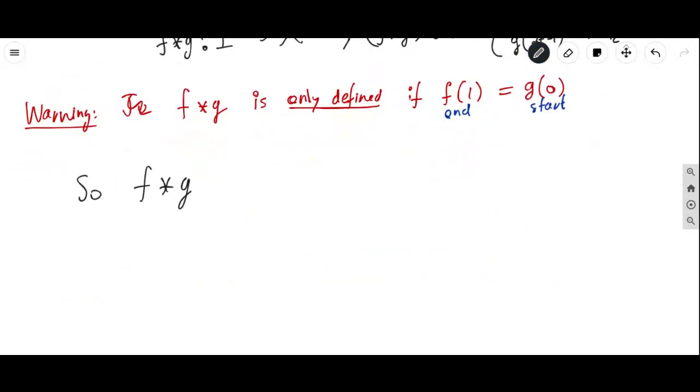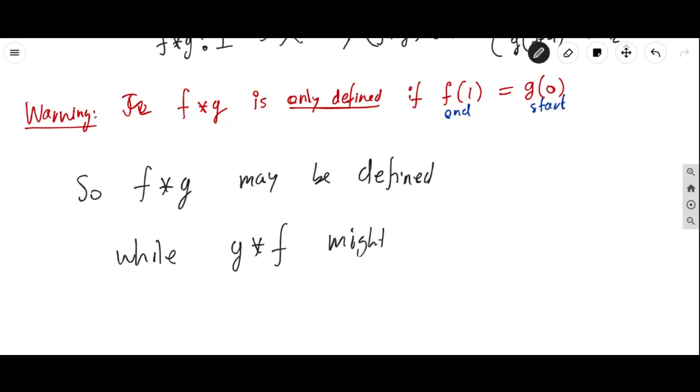f star g may be defined while g star f might not. Okay, so this operation, star, is not commutative. It's not a commutative operation because the order here matters. This should perhaps remind you of matrix multiplication: if you take two matrices and you multiply them, you get an answer. But if you interchange the order of the matrices, matrix multiplication might not even be defined. So you're not even able to get an answer. Okay, so this is what we call juxtaposition.